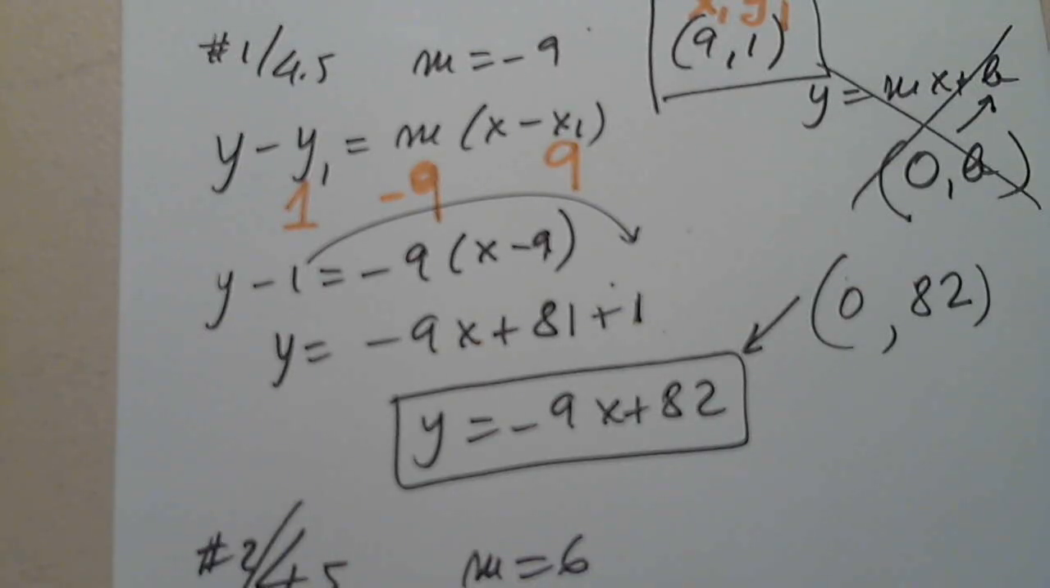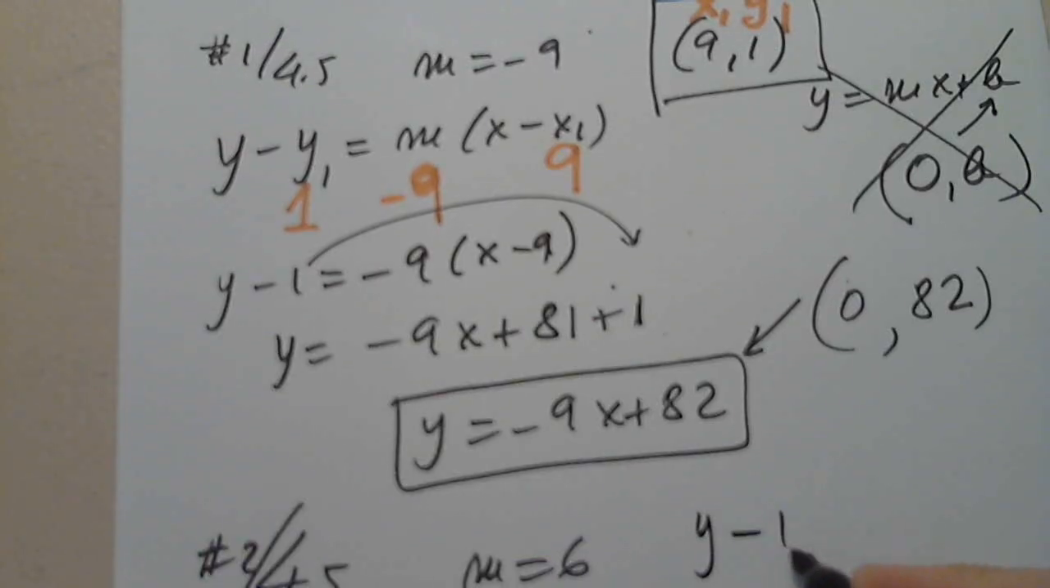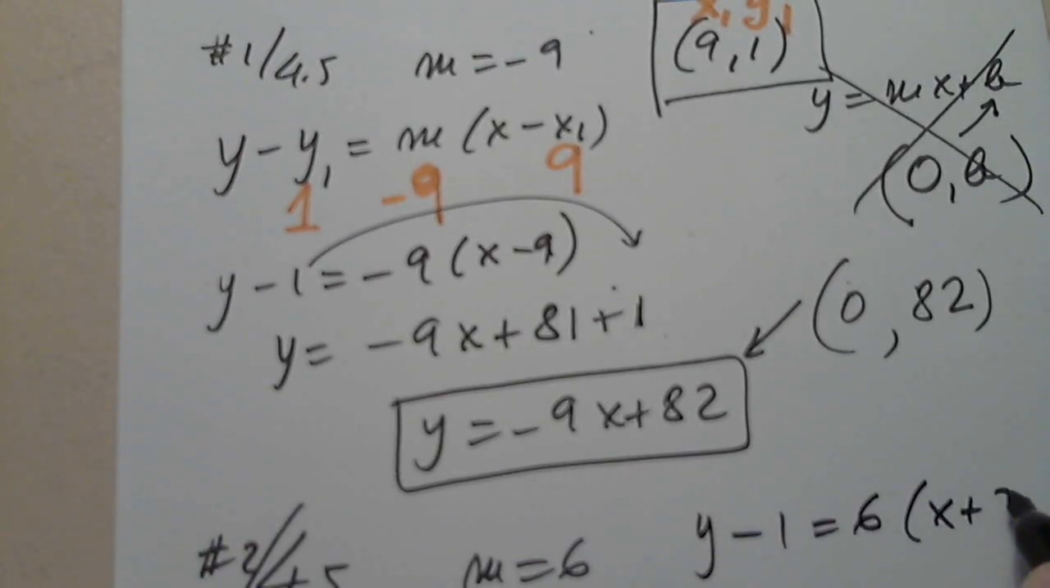Can anyone give us the intermediate step, the first step here, if you have it? If not, I'll keep quiet so you can work on it. Y minus 1 equals 6 times x plus 3. Excellent. This is indeed the intermediate step. Thank you.